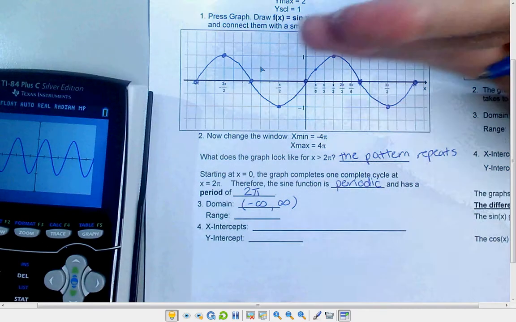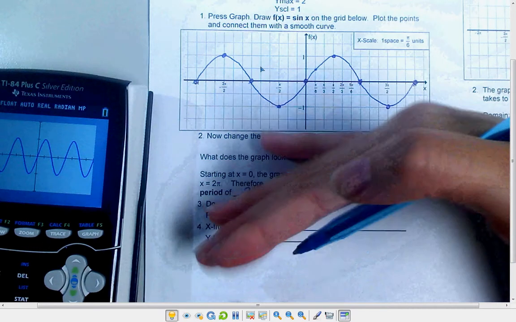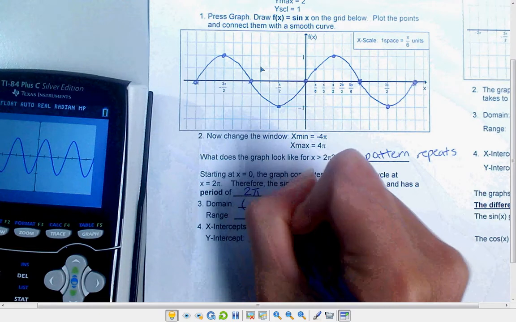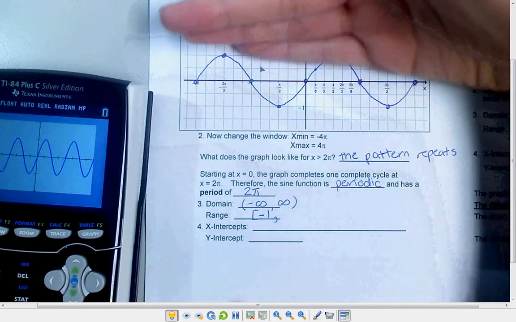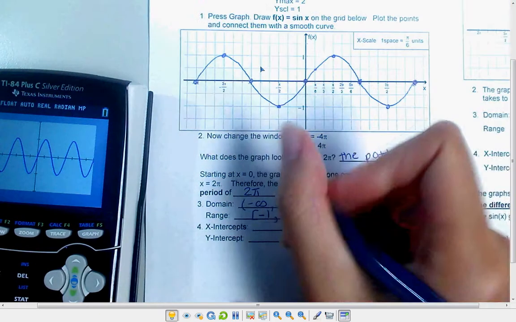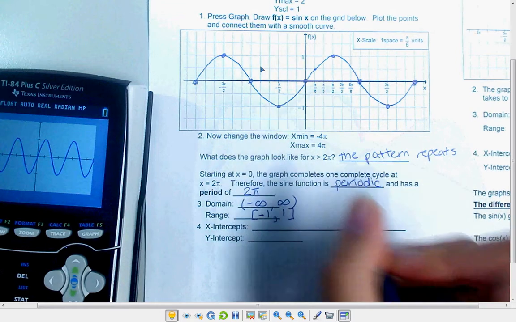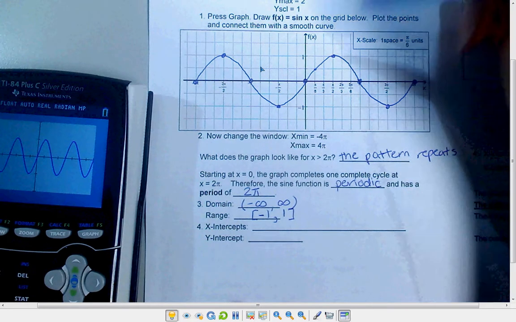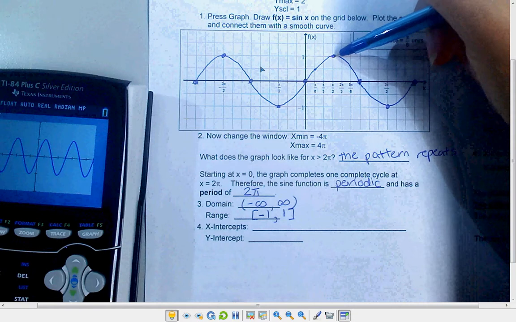Our range, however, our lowest y value it ever reaches is negative 1. And it includes negative 1, so we're going to use a bracket. And then the highest y value this graph ever reaches is positive 1. So our range is from negative 1 to positive 1. Both brackets because the point is included, it's a closed circle.